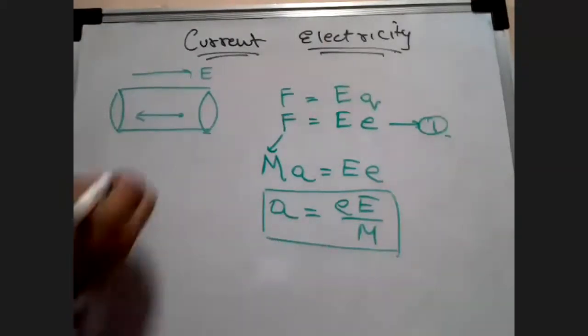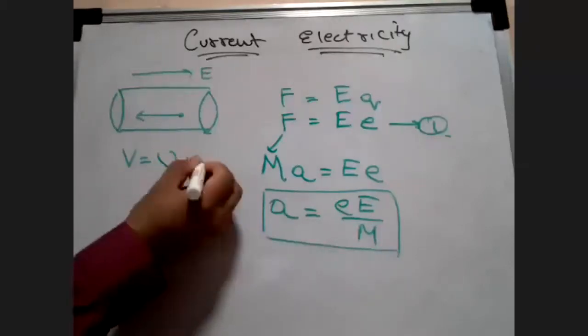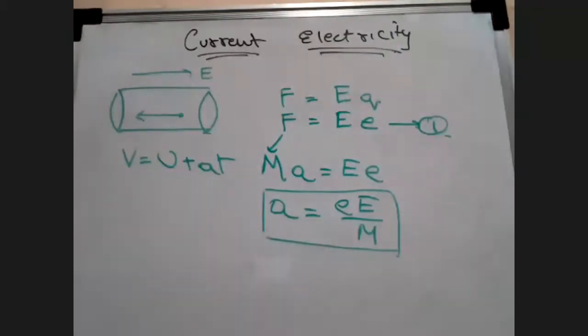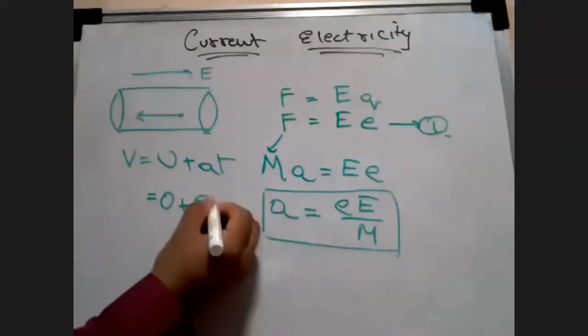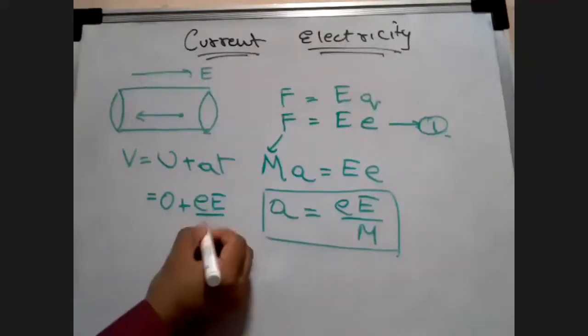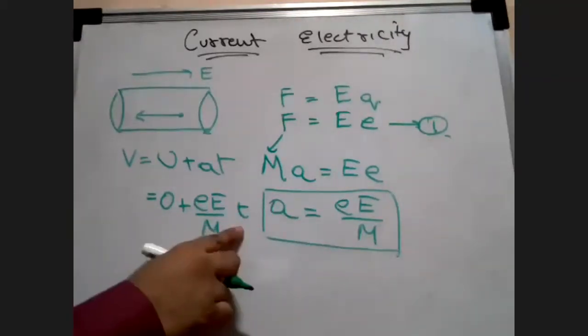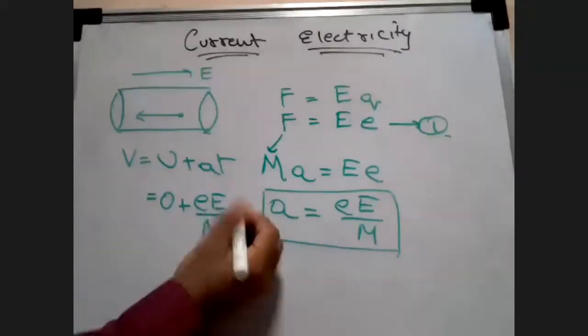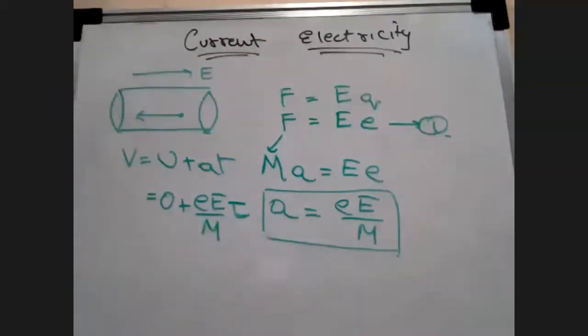Second thing, from whatever we studied in 11th standard, V can be written as U plus AT. Substitute the value of acceleration over there. Of course, I am taking the initial velocity to be 0. So then I will write E times e upon m into t. But here I will replace this t with tau. Basically it's the same thing, time, but here tau represents relaxation time.